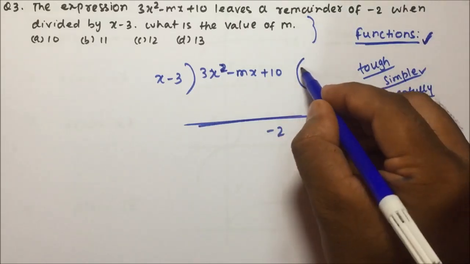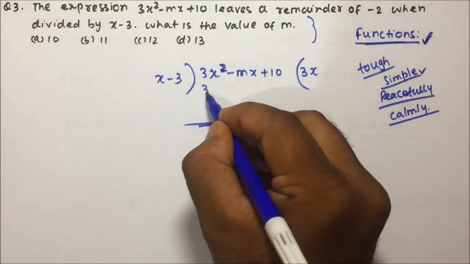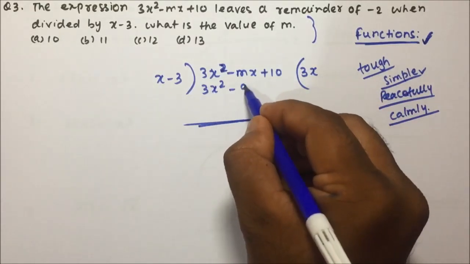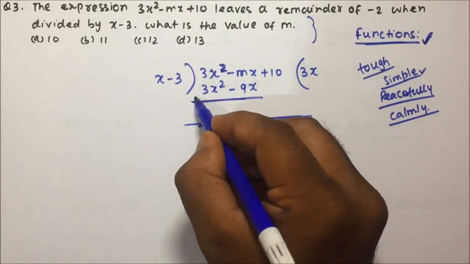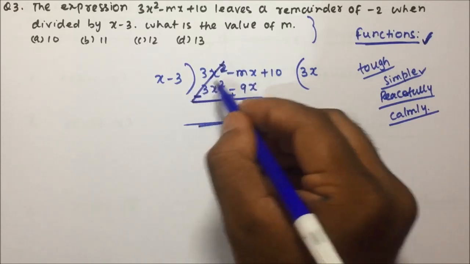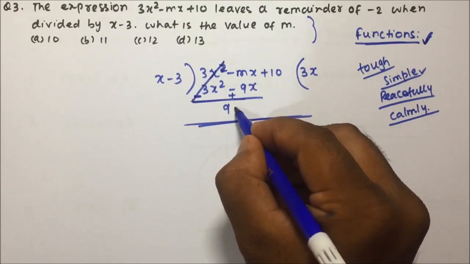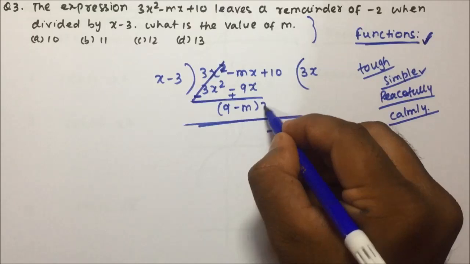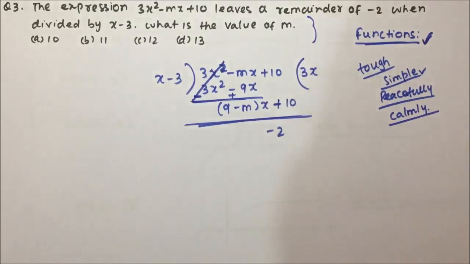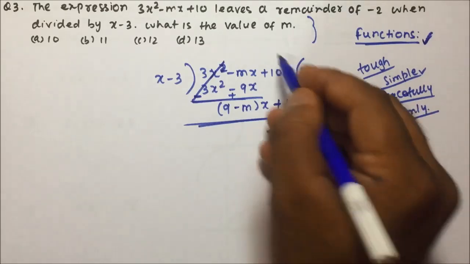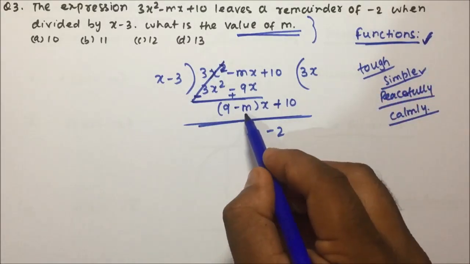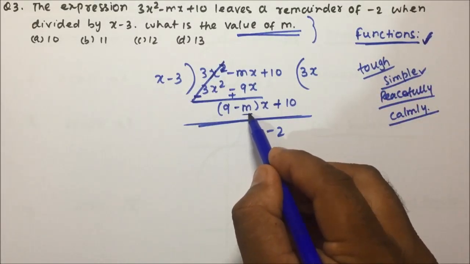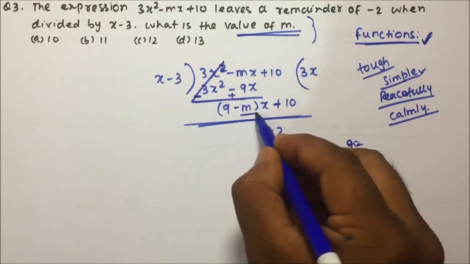So now let's start with 3. So 3x square and minus 9x, 3x square minus 9x, right? You are multiplying here. So you can see here this will be minus and this will be plus. So this is cancelled, and 9 minus mx plus 10. Now friends, here you want the remainder as minus 2, and then you are asking me, sir, what is the value of m? So what should I keep here? Now friends, what should be the value of m here?